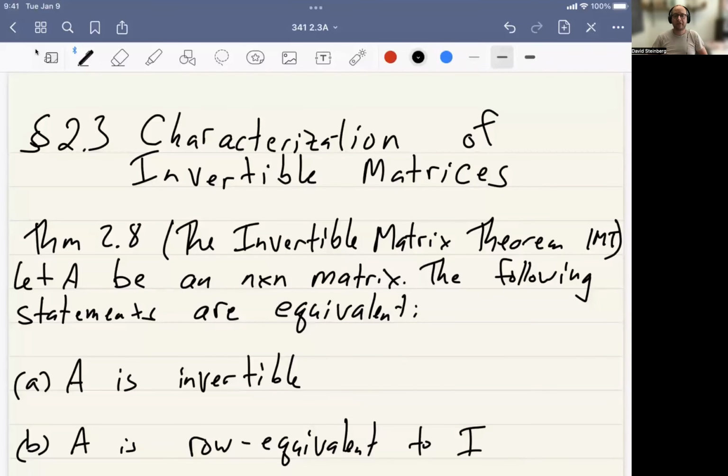Hello all, welcome to the video for section 2.3, the characterization of invertible matrices. We're going to open with a very long theorem. It's called the invertible matrix theorem.